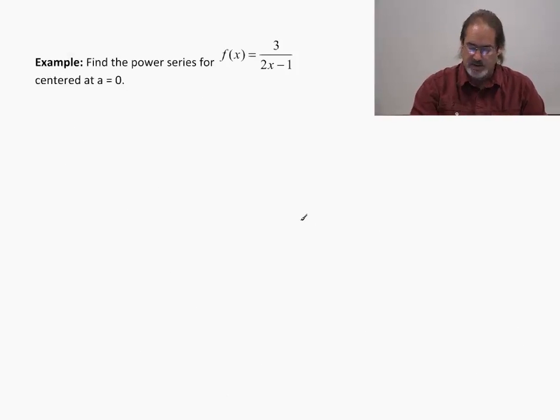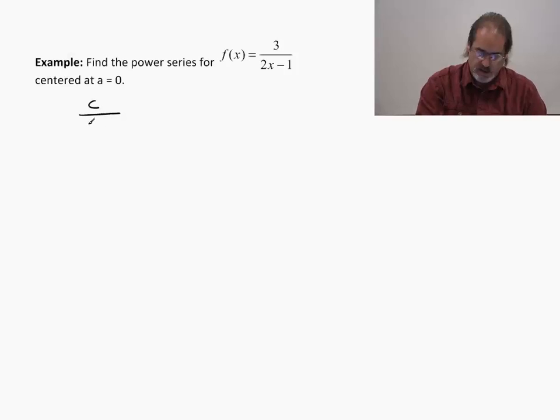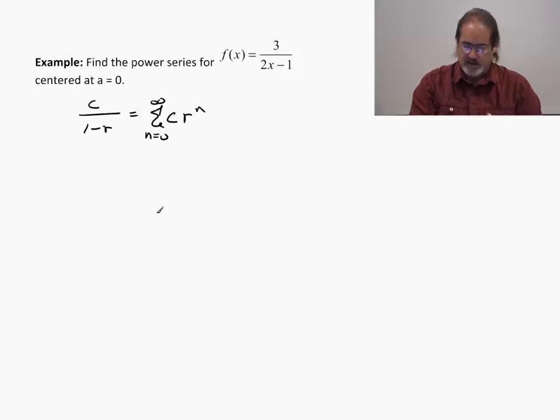Now, find the power series for f of x equals 3 over 2x minus 1, centered at a equals 0. So I'm back to centering at 0. Well, I know if I can get this in the form of some constant, I'm going to use c this time, over 1 minus r, that's going to equal the sum, n equals 0 to infinity, of c times r to the n. So can I get it in that form?